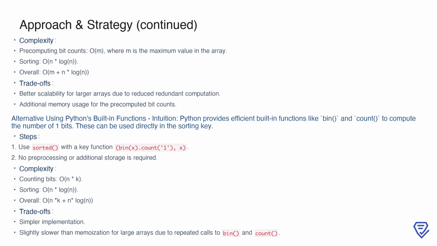Another alternative worth considering is leveraging Python's built-in functions like bin and count to directly calculate the number of 1 bits. While this simplifies the implementation, since we can use bin(x).count('1') as the sorting key, it doesn't eliminate redundant computation. Consequently, it's slightly slower than memoization for larger arrays. This trade-off between simplicity and efficiency makes memoization a more robust choice for this problem.